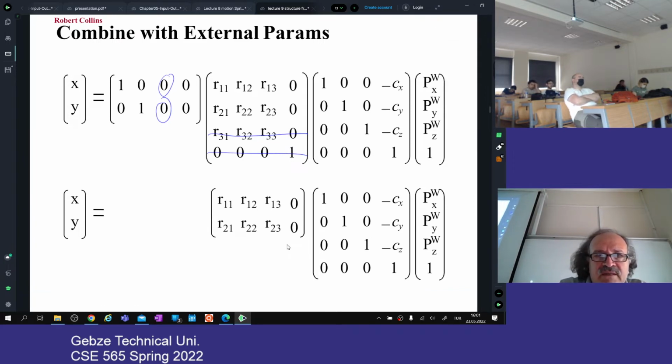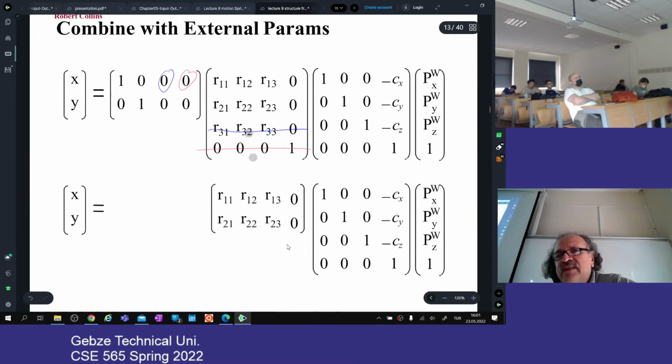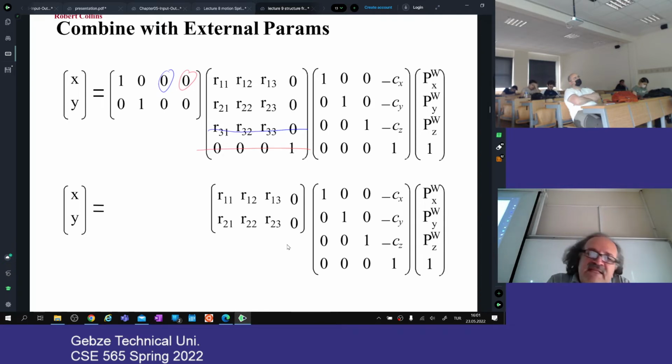Sorry, I didn't mean that. Okay, this 0. So maybe use a different color. So this 0 is multiplied with this. So these two rows of those matrices are gone. So that means what? I don't have to calculate the third row of the rotation matrix, because with this assumption, the third row of the rotation matrix doesn't make any difference for me.